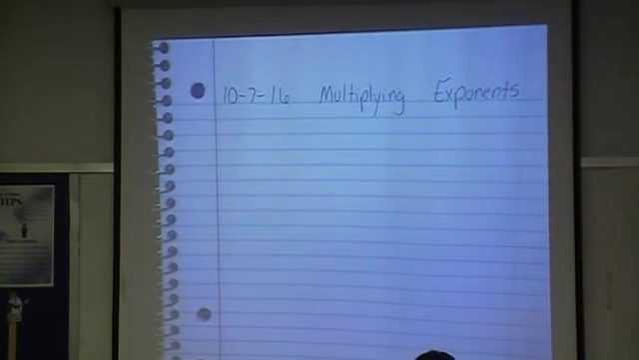Today we're going to talk about multiplying exponents. All right, multiplying exponents. When we talk about exponents, we're going to be multiplying them, dividing them, and raising them to a power. And there are rules that we have to follow. A lot of times in math books, they'll say the laws of exponents. Really, it's mainly just a rule, okay?